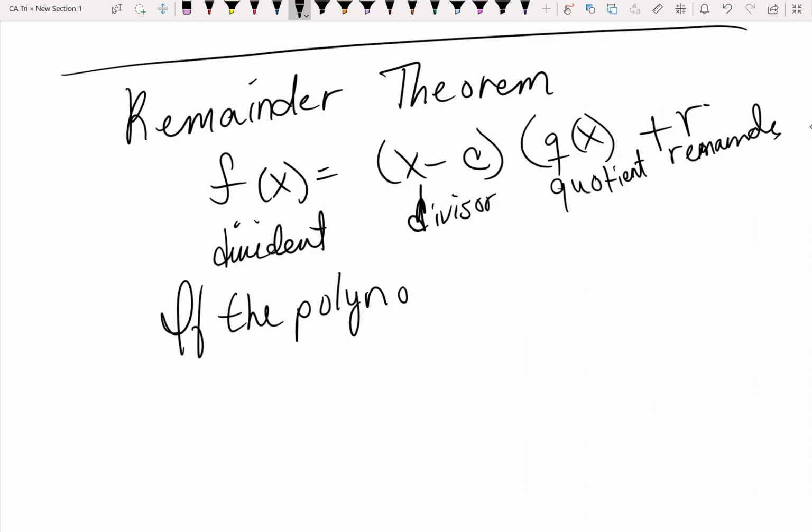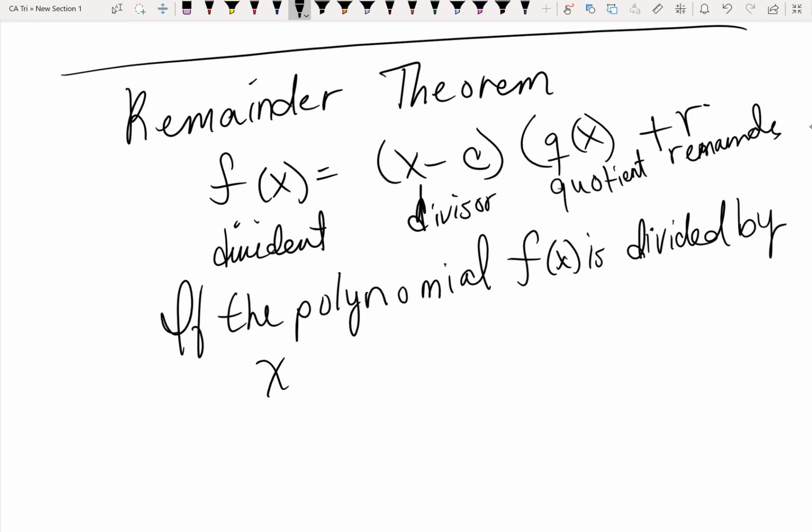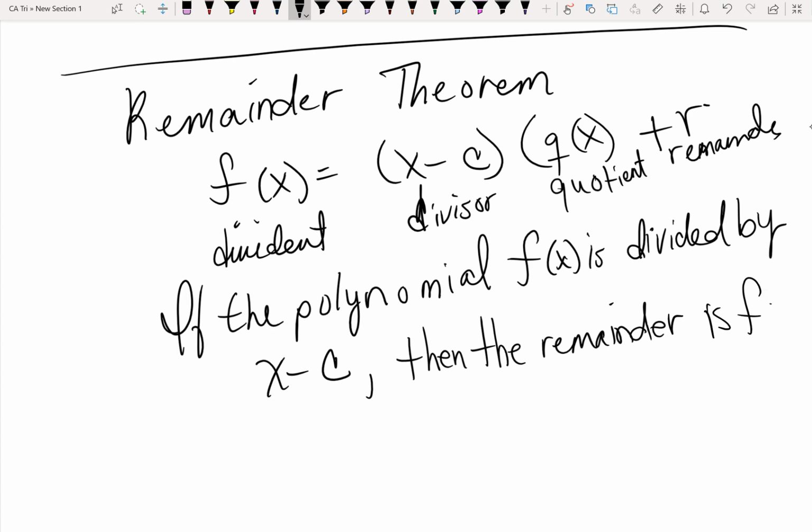Alright, here we go. If the polynomial f of x is divided by x minus c, then the remainder is f of c. Alright, so let me show you what it looks like in practice, and this will definitely clarify this.